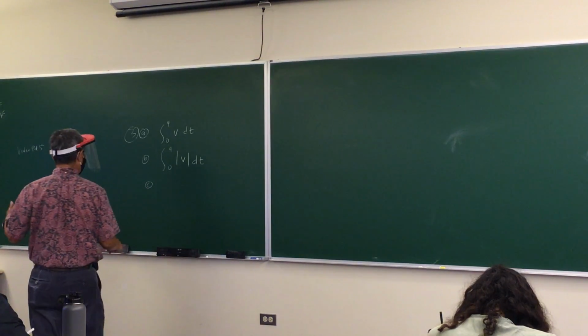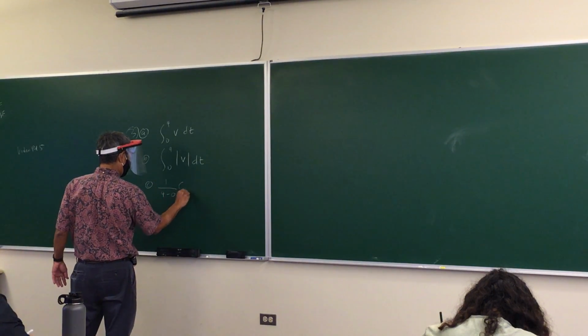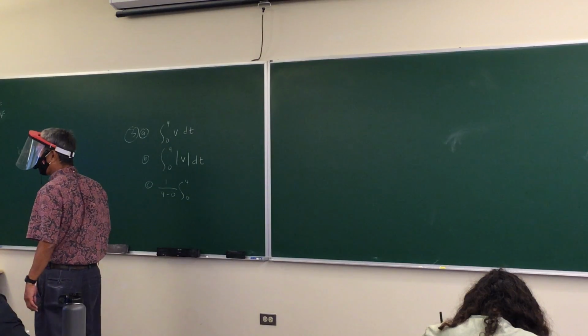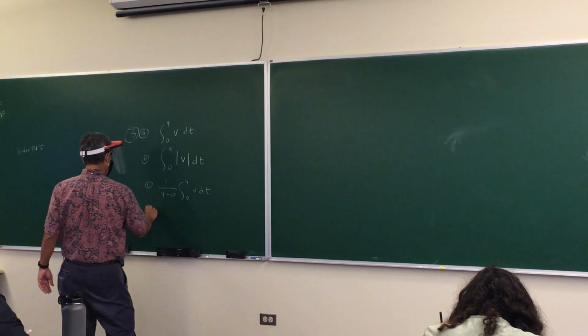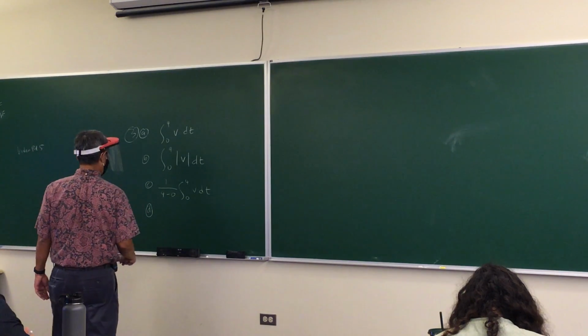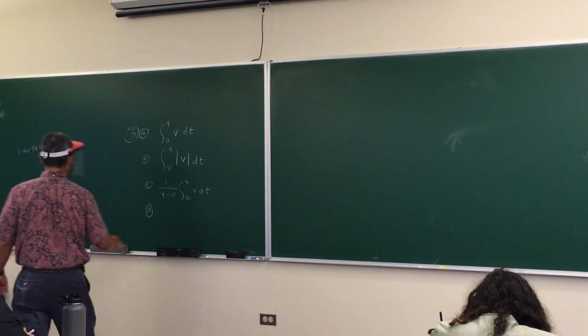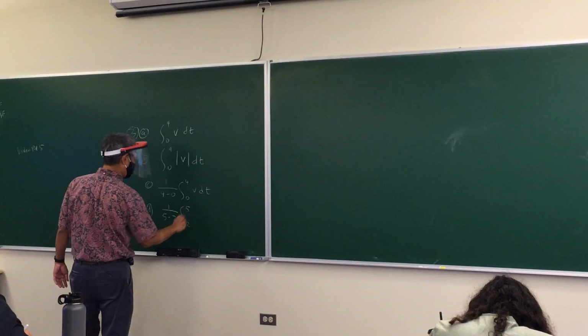C, compute the average velocity. That means the average value of the velocity. So 1 over b minus a, integral from a to b of the velocity dt. D, compute the average acceleration from 2 to 5. So 1 over b minus a, integral from a to b of the acceleration.